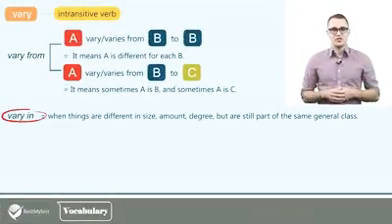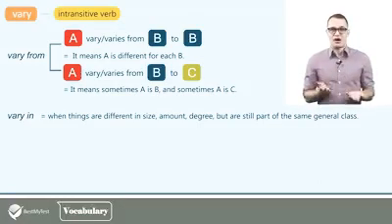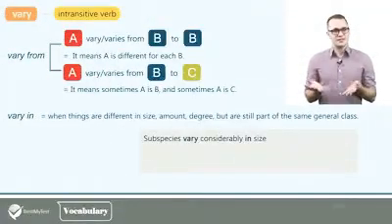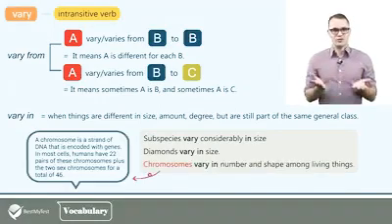Vary is also often used with the preposition in, when things are different in size, amount or degree, but are still part of the same general class. Here are some examples. Subspecies vary considerably in size. Diamonds vary in size. Chromosomes vary in number and shape among living things.